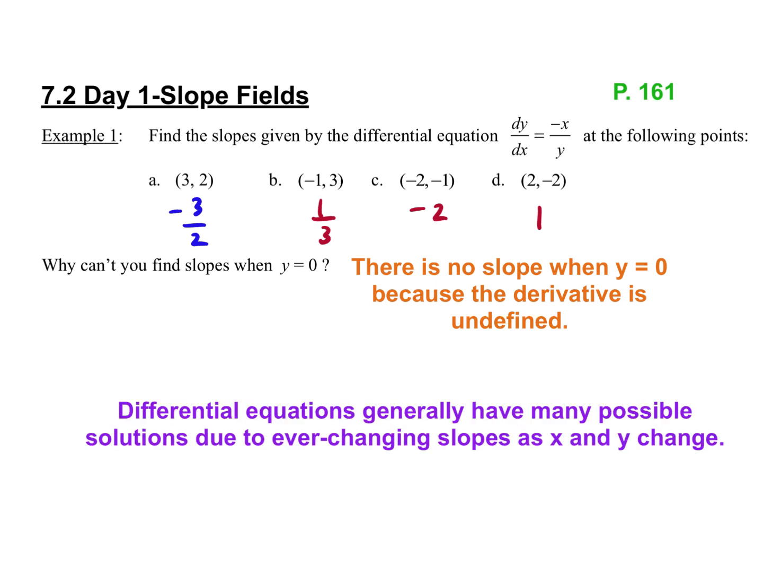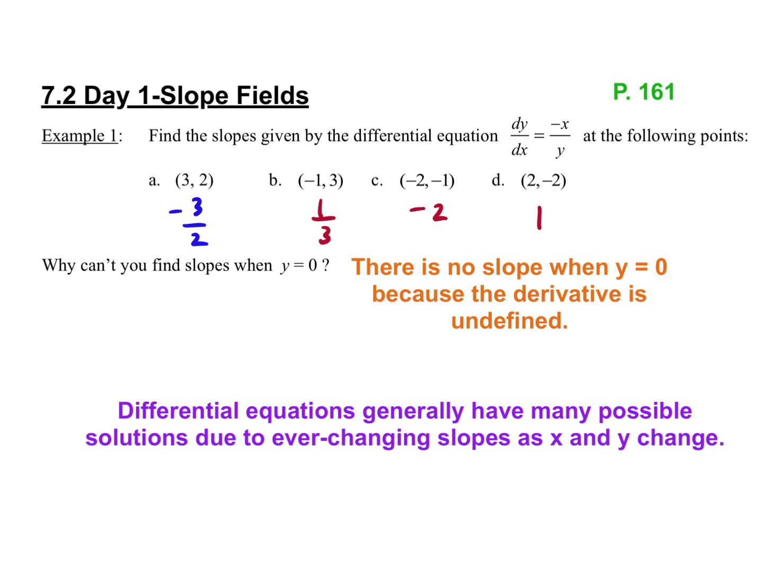There's lots of different solutions, okay? Differential equations in general have many possible solutions because the slopes are changing. As we move from point to point throughout the field, the slope changes. And so we can have different solution curves in different places, and they're all still valid, okay?